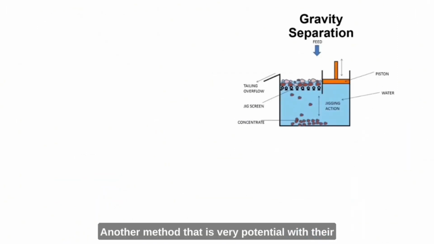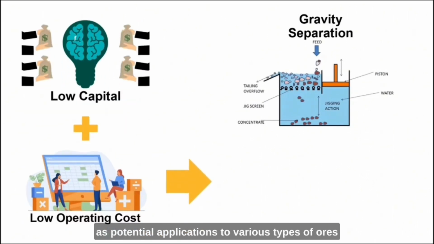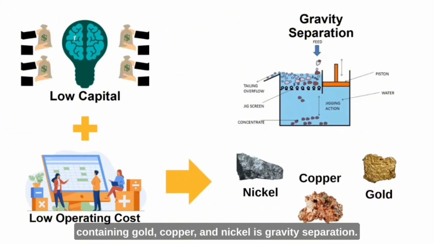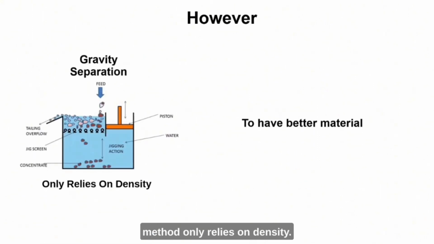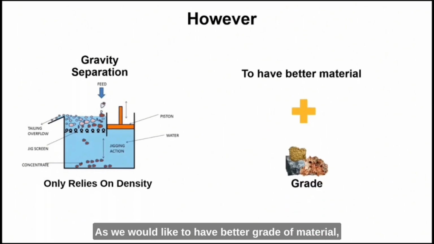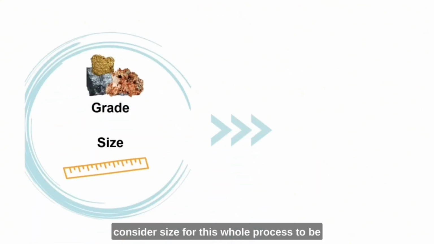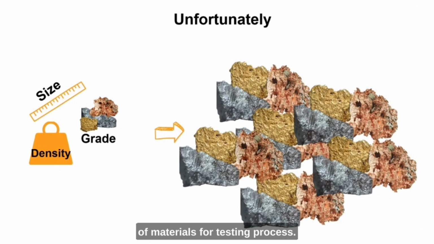Another method that is very promising, with its simplicity, low capital and operating costs, as well as potential applications to various types of ores containing gold, copper, and nickel, is gravity separation. However, this gravity-based gangue rejection method only relies on density. As we would like to have a better grade of material, we also need to consider grade to be more selective. Not only that, but we also need to consider size for this whole process to be considered as early coarse gangue rejection.